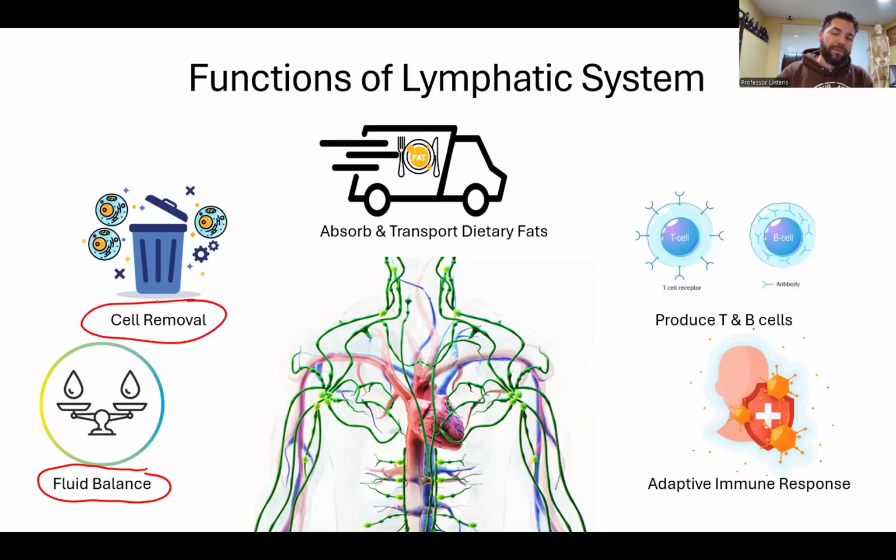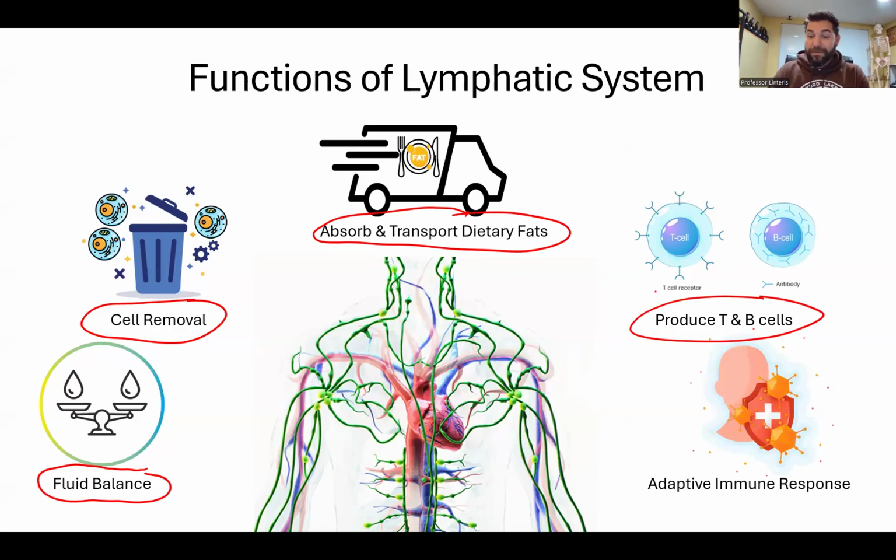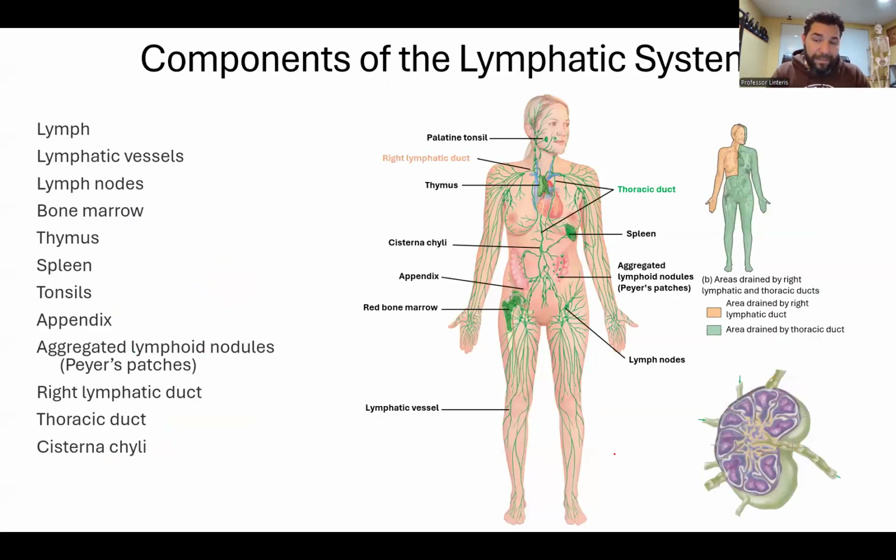The lymphatic system is also responsible for removing old cells, damaged tissue, kind of keeping everything clean. It's also responsible for absorption and transport of dietary fats. When you eat fats, we can't just dump them into the blood. When they get absorbed, they get taken in through the lymphatic system through specific structures that we will discuss called lacteals. We have the production of B and T cells, which is our specific immunity, and we have adaptive immune response. So we will talk about what all these are, but in general, there's a few components of the lymphatic system.